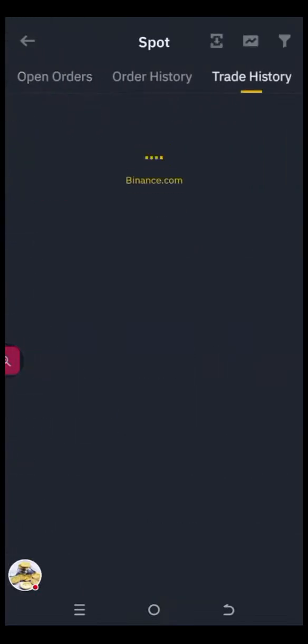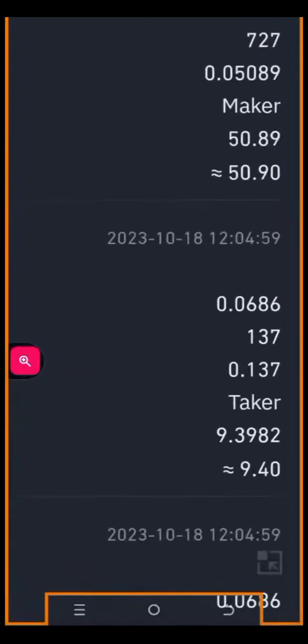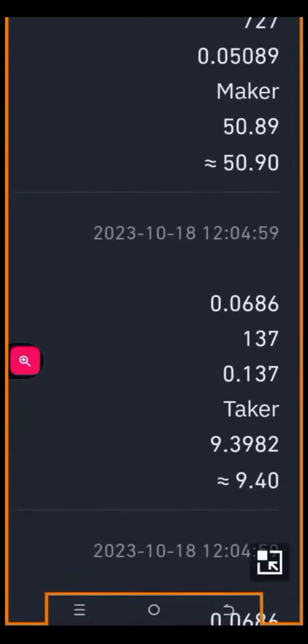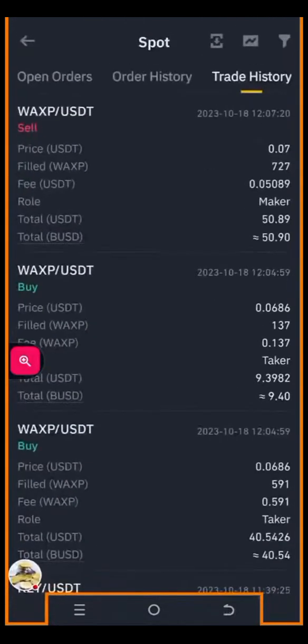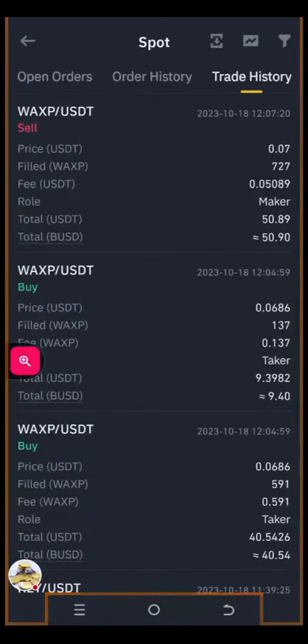Look at the trade history. How much did we buy it at? We bought it at 0.0686, right? Look at that. We bought it at 0.0686 and then we sold it at 0.07. And we made 90 cents. Oh my gosh, this is beautiful. 90 cents.